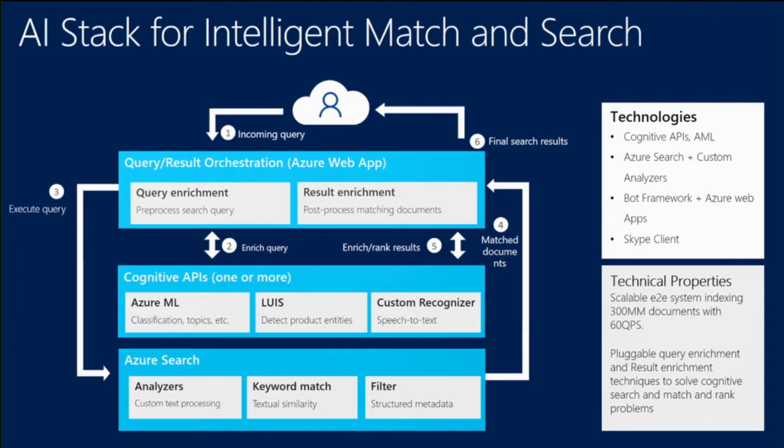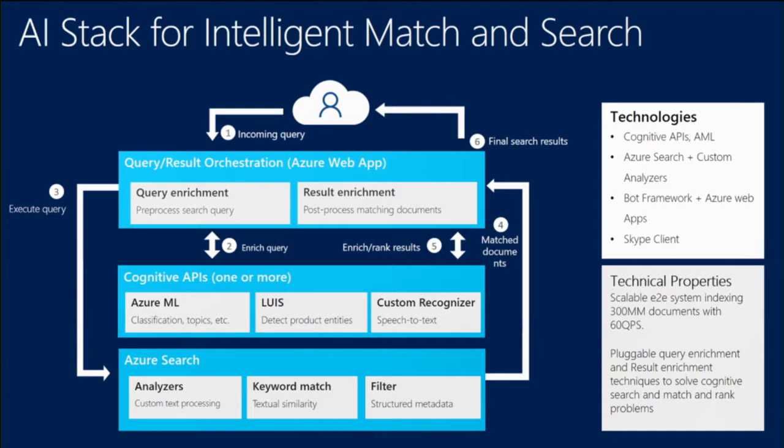So in this diagram, if you see from the top, there are 3 tiers. The first tier is the query and result orchestration tier, which is basically the bridge, like I was explaining earlier, between the consumer and the backend. So the backend comprises the middle layer and the bottommost layer. The middle layer is basically the brain of it. It's the cognitive API layer or the intelligence layer.